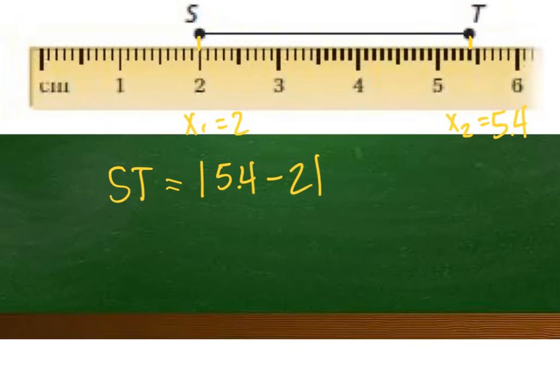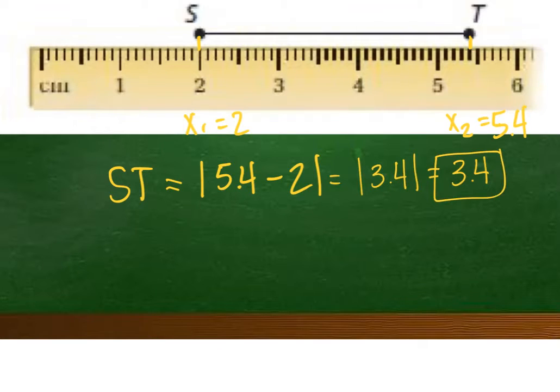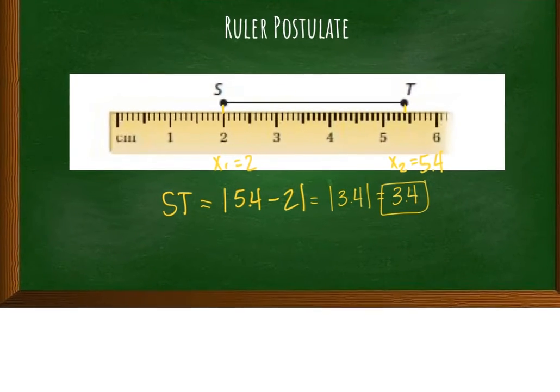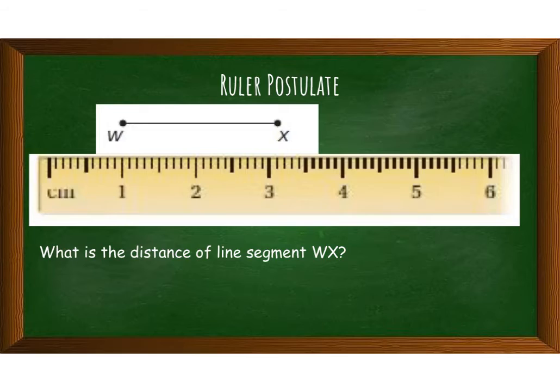All right? Now, from here, we simplify the inside. 5.4 minus 2 is 3.4. The absolute value of 3.4 is just 3.4, okay? So we use the ruler postulate for this one. All right, the next one.